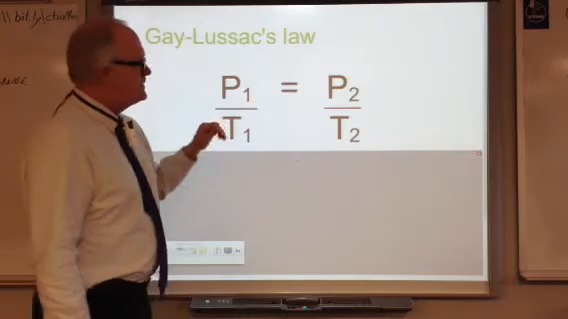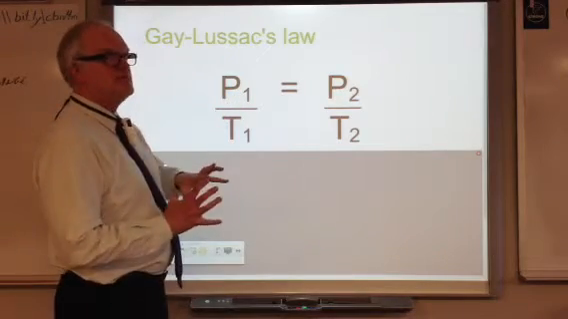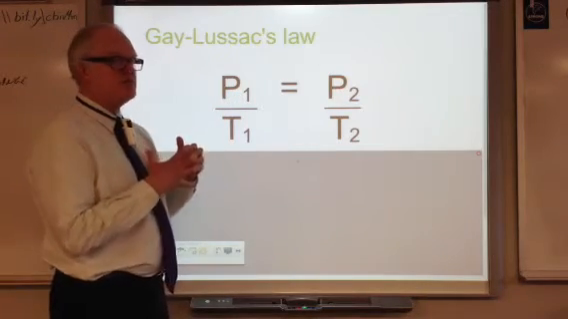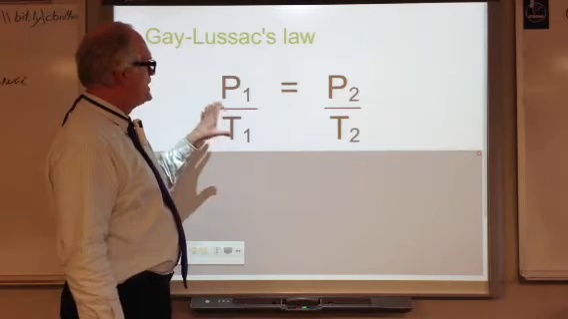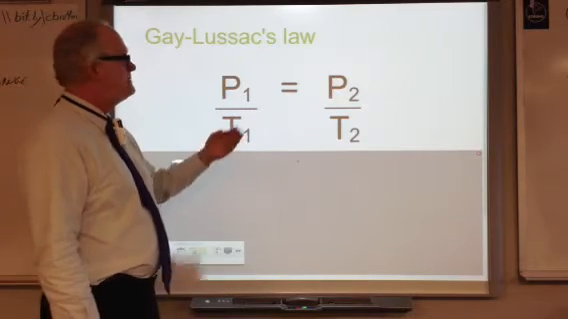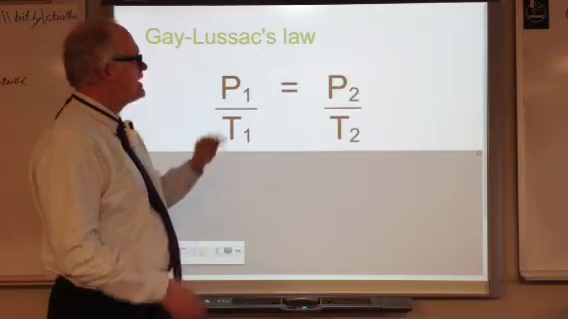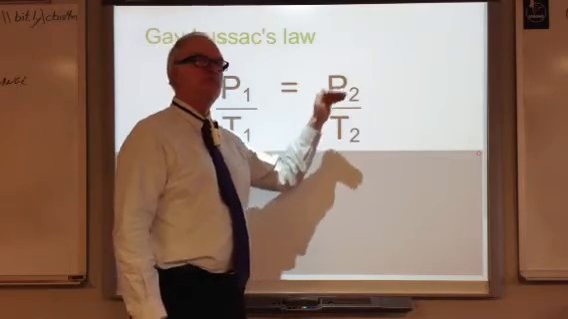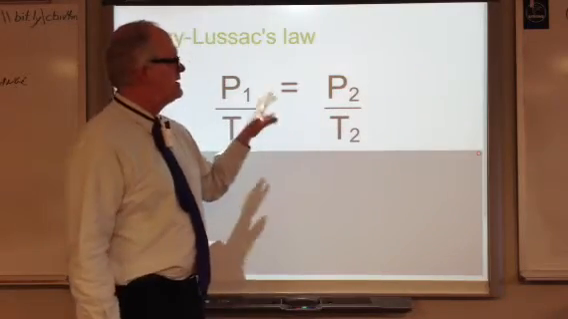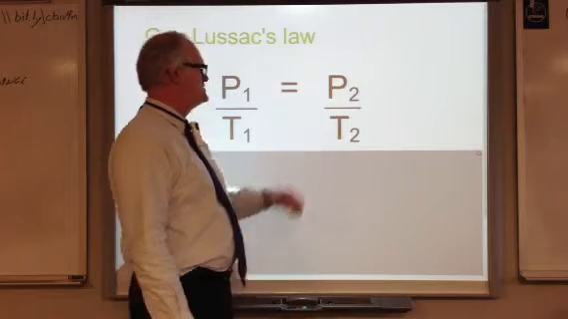Here are our subscripts. Pressure 1 is the pressure that's measured early in the experiment. It's the first pressure. And temperature 1 is the temperature that's taken at the same time pressure 1 is measured. Pressure 2 and temperature 2 come later on in our experiment. They're what happens after a change has occurred.